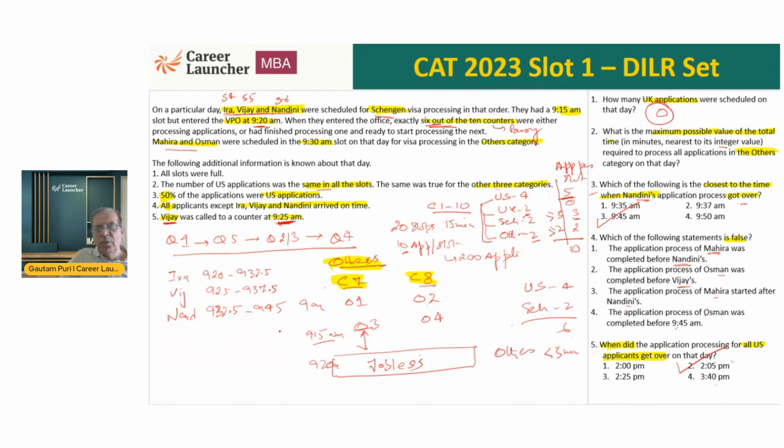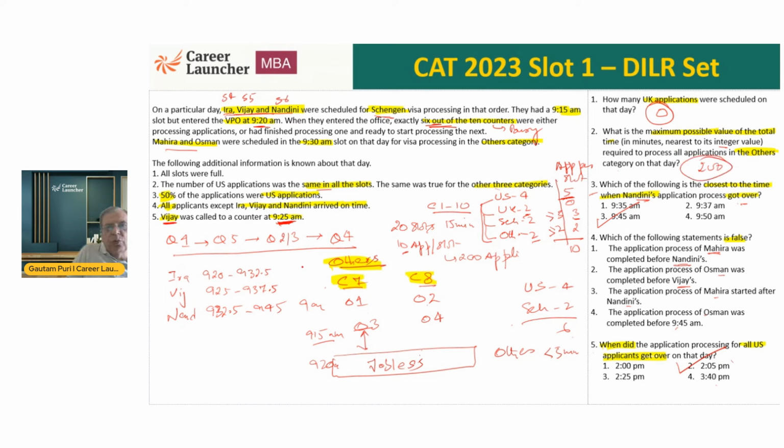Okay. So 2 in each slot and 10 slots. If there are 2 candidates in each slot, each will take a maximum of 5 minutes or less than 5 minutes. Since we are talking about the nearest integer value, I'm looking at 5 and into 20 slots. How much does that become? 200 minutes.